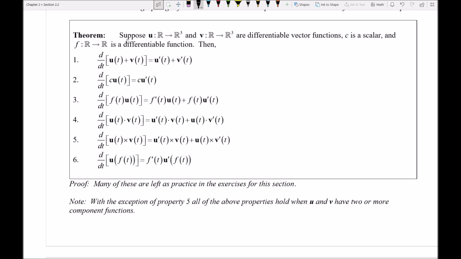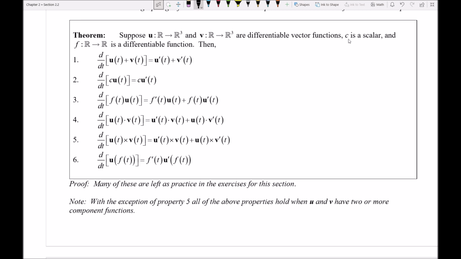So let's start right from the top. Suppose here that I have u. u is a vector function. It takes in real numbers, spits out vectors with 3 components. Same thing for v. Okay, so these are vector functions, and we're going to assume they're differentiable vector functions. I can find their derivatives.